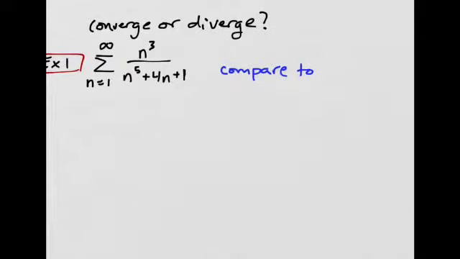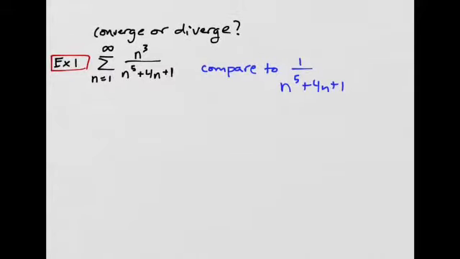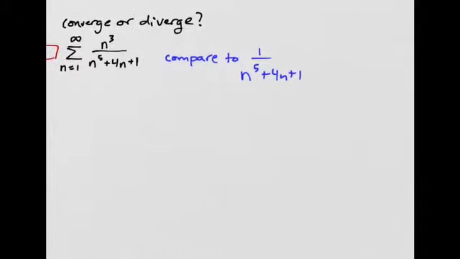So my first thought is maybe, okay, instead of n cubed, I can compare this to 1 over n to the 5th plus 4n plus 1. Something that I found very useful is if I'm changing stuff, either change it in the top and nothing changes in the bottom, or change it in the bottom and nothing changes in the top. Actually, this is not my first thought. I'm going to move this actually. So that's one option. I just changed the top.